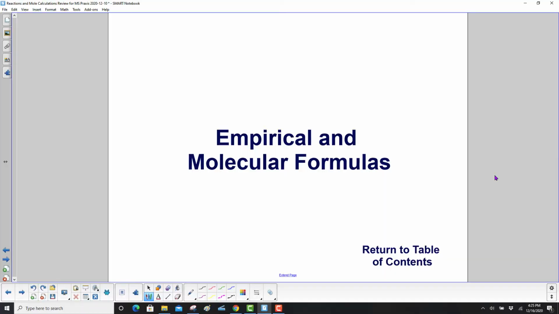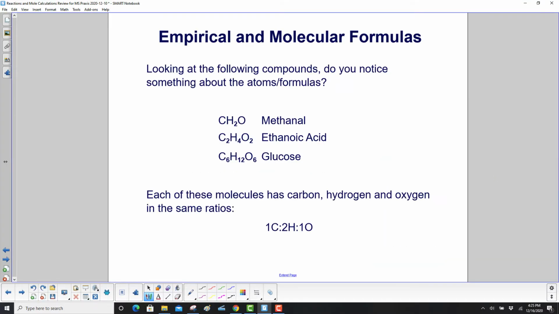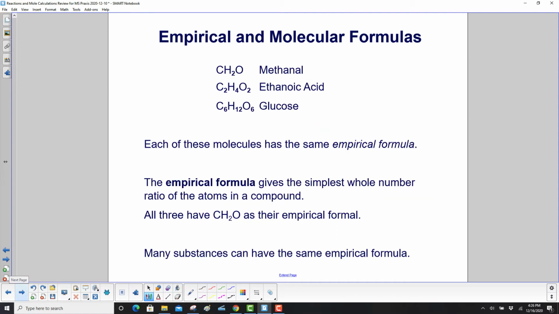Empirical and molecular formulas. Looking at the following compounds, methanol, ethanoic acid, and glucose, do you notice something about the atoms and formulas? Well, each of these molecules has carbon, hydrogen, and oxygen in the same ratio: 1 carbon, 2 hydrogen, and 1 oxygen. Each of these molecules has the same empirical formula.